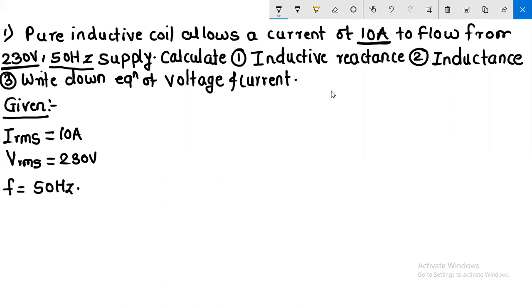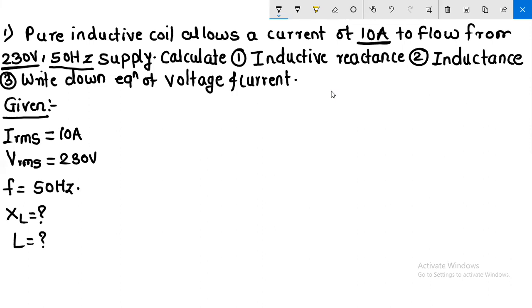Now what do we have to find out? The inductive reactance, that is XL, and the inductance, capital L. And we have to write the equation for voltage and current. Got it, everyone? What is given and what we need to find out?